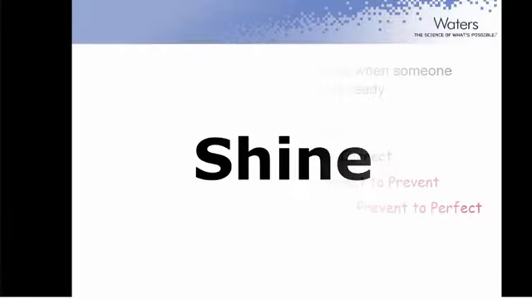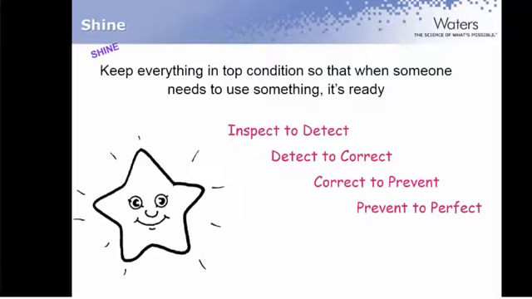So let's talk about shine. That's where you're keeping everything in top condition, especially when somebody needs to use something that's ready to go, so it needs to be clean. So it's like our volumetric flasks. You guys experience the same thing. When you're done using them, you have to make sure you're cleaning them for the next usage, and it could be somebody else that's using it. So again, it's the whole shine.